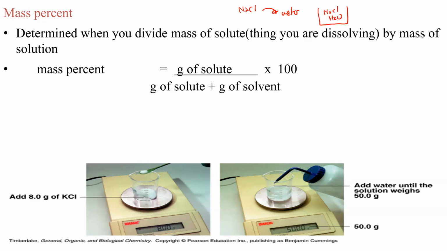So in the case of mass percent, we're going to take the grams of the solute divided by the grams of the solute plus the solvent, which is basically grams of solution. So in this example, you have 8 grams of potassium chloride. You can see that in the balance right there. So we put that mass in there first, and we're going to add water until we get to exactly 50 grams. So the 50 grams is your mass of solution.